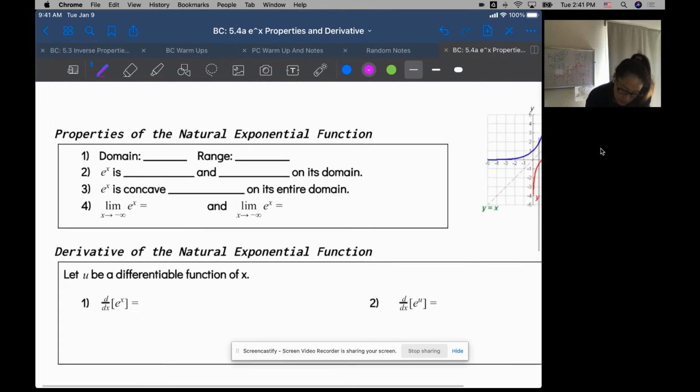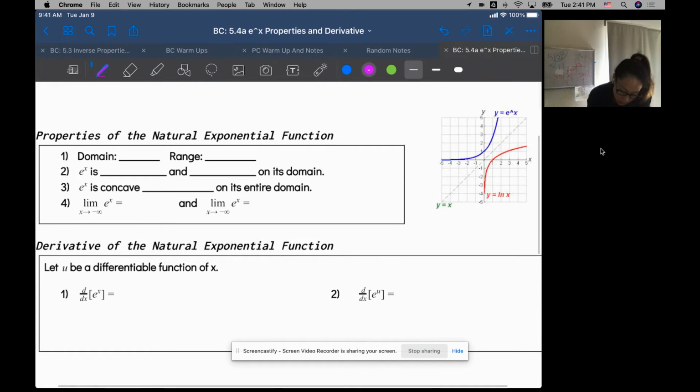Okay, so some properties of our natural exponent function, e to the x. I have it listed here in blue, e to the x. So the domain is all real numbers. The range is y greater than 0, right? Because our asymptote is at 0. e to the x is always increasing, and it is continuous, and it is concave up on the entire domain.